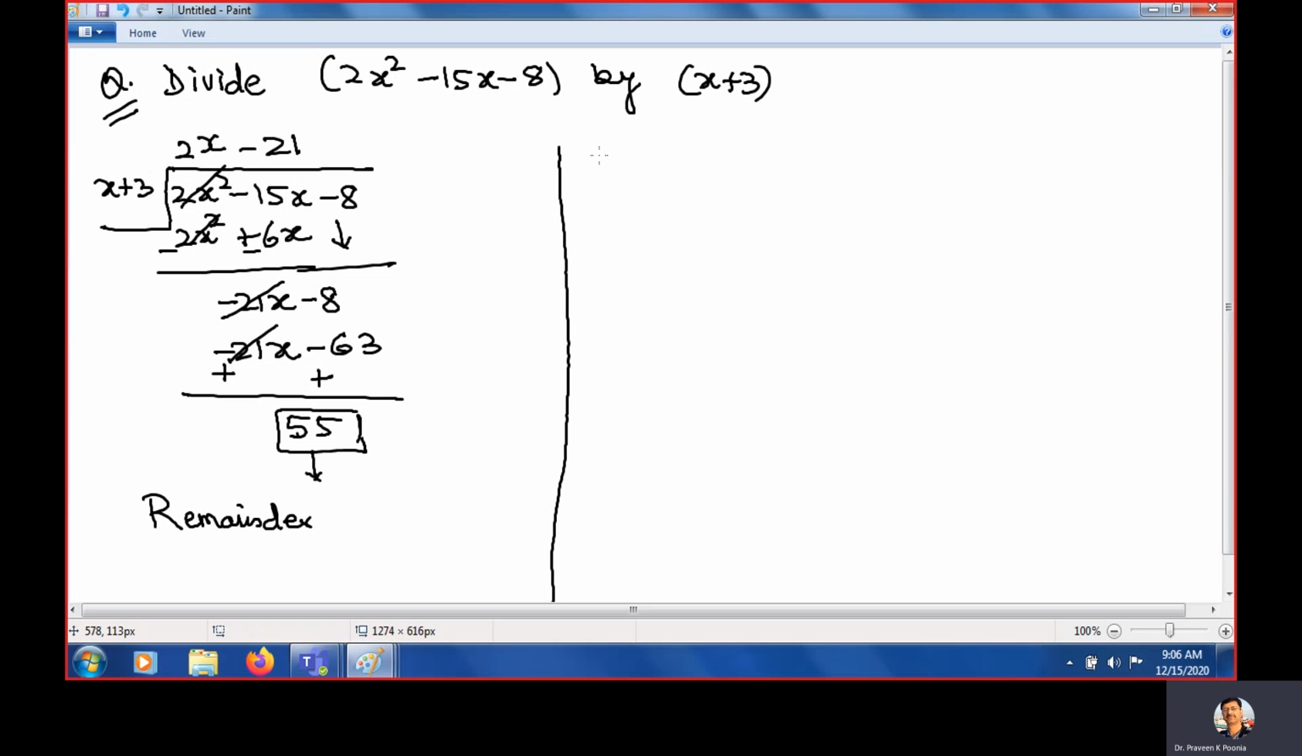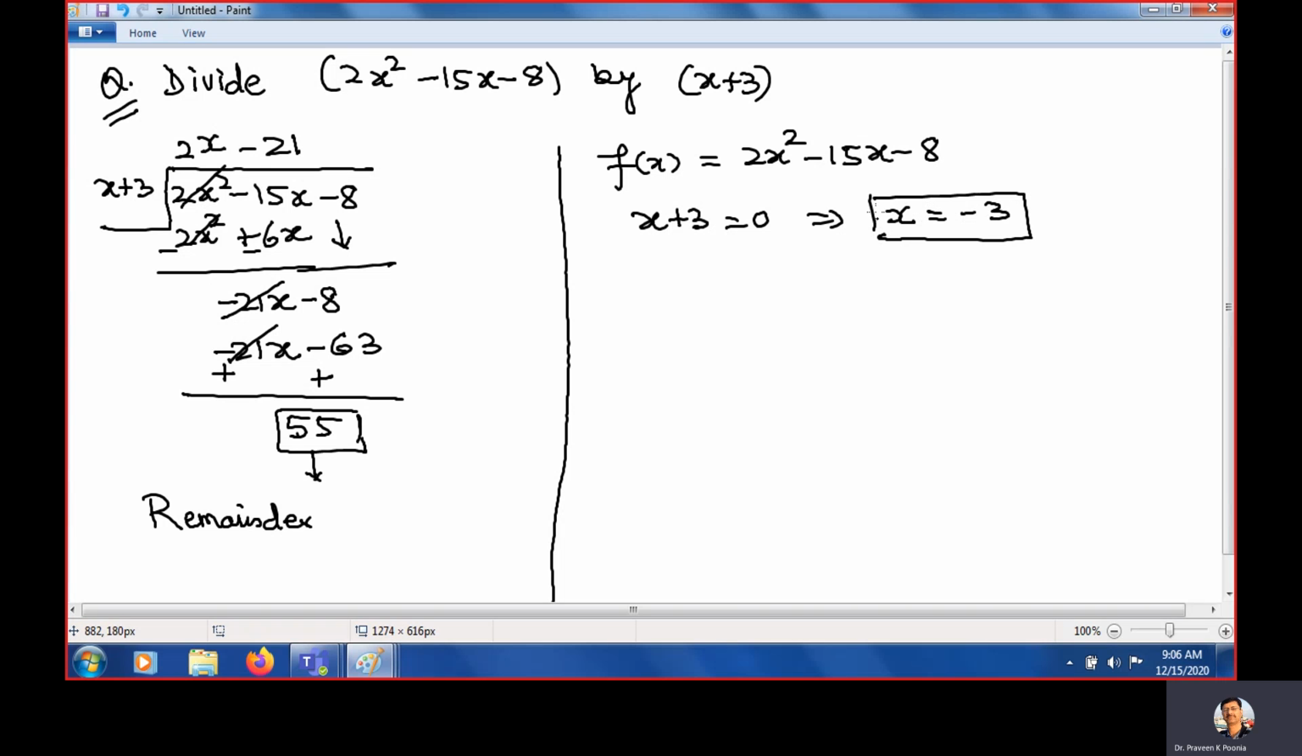What is it? Let this be f(x), 2x power 2 minus 15x minus 8. Clear? And put x plus 3 equal to 0. So what is the value of x? The value of x is minus 3. So x is equal to minus 3. Now evaluate f(minus 3). f(minus 3) is 2 times (minus 3) power 2 minus 15 into minus 3 and minus 8. Minus 3 power 2, it is 9.